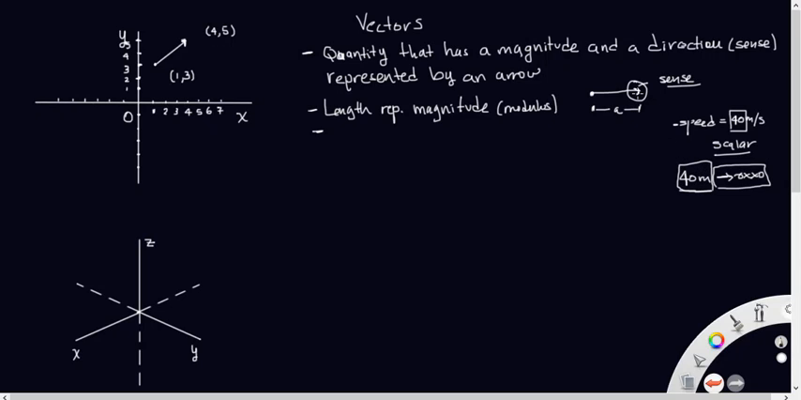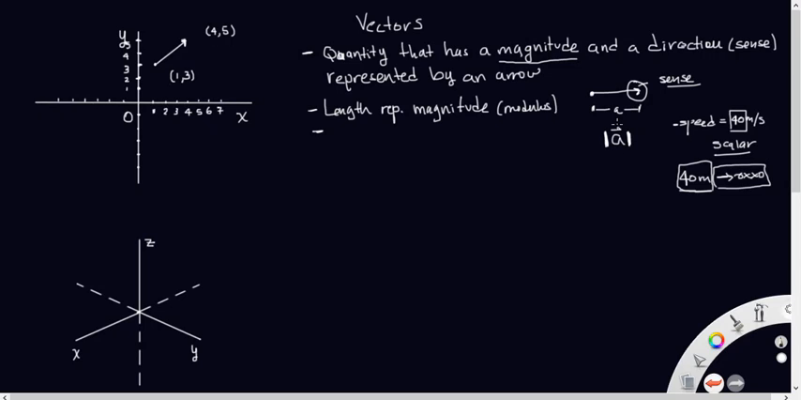So the point represents the sense or direction, the length represents the magnitude or the scalar, and this length of magnitude is represented by this notation, simply with a little arrow on the top, and this vector is going to be written between these two vertical bars. And every time you see this symbol, that A between these bars represents the magnitude or the modulus of the vector.